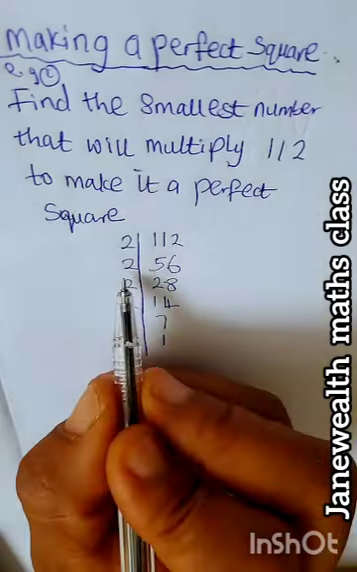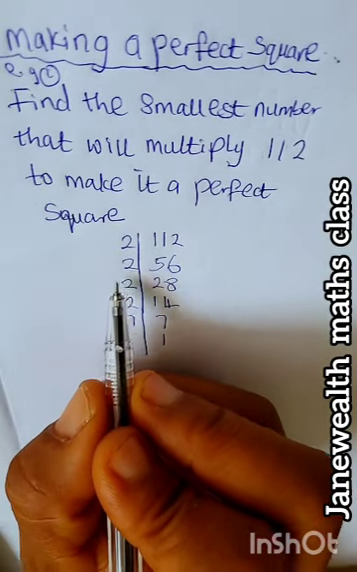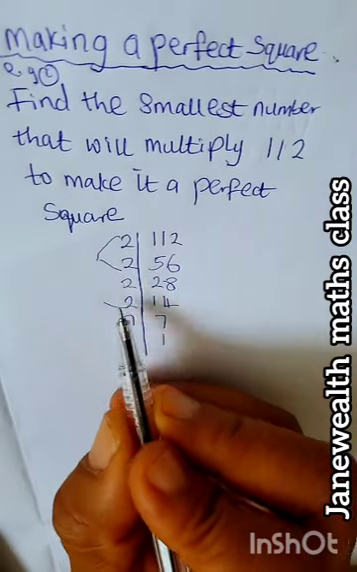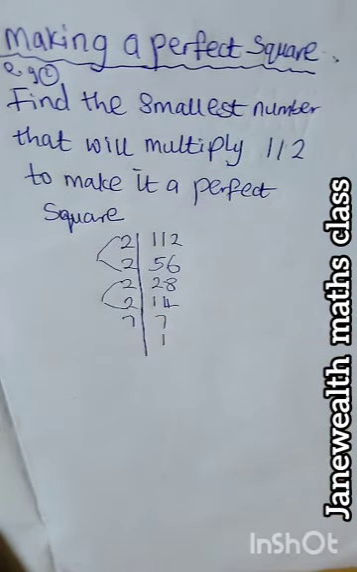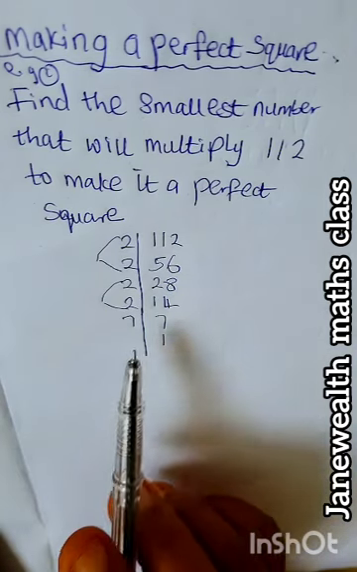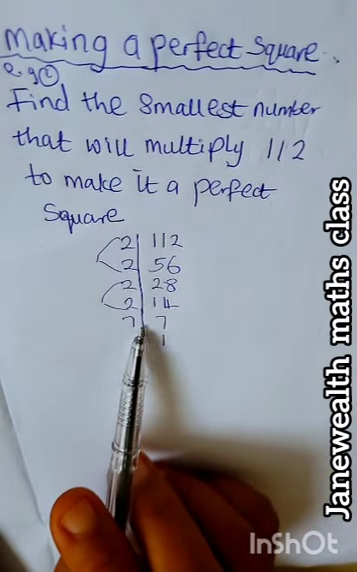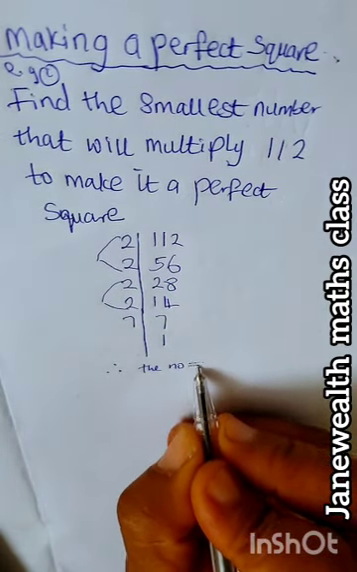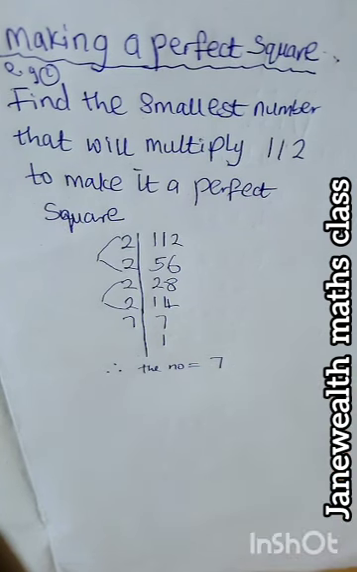The next thing you are going to do is to group these in twos. You group these 2 and these 2 in twos. You group this one in twos. So do you know the smallest number that can times the 112? The smallest number that can times the 112 is that number that did not have a partner. Therefore, the number is 7. 7 is that smallest number that can multiply 112 to make it a perfect square.